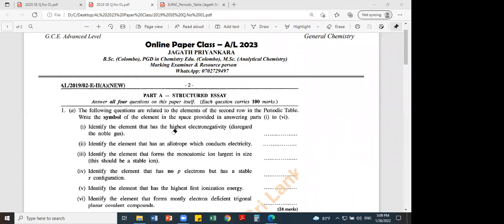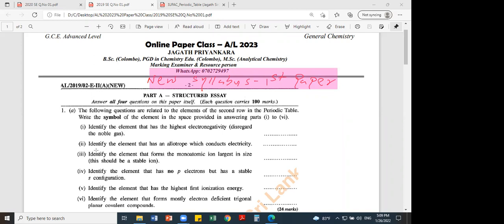First one, identify the element that has highest electronegativity. So very easy. This is O level. This is the 2019 new syllabus first paper. Under the new syllabus, first paper. Right. Identify the element that has the highest electronegativity.